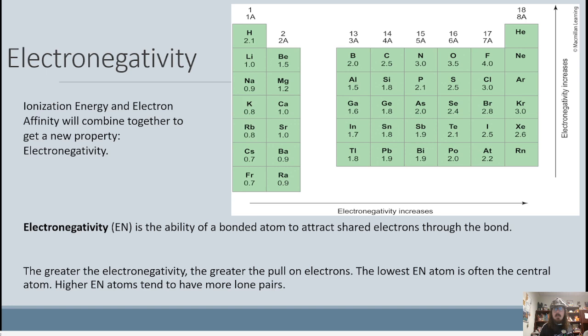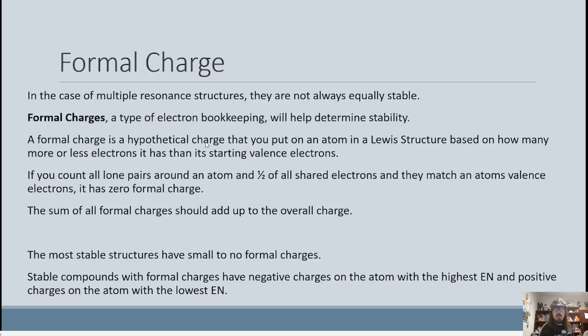So, with that in mind, this will bring us to the last major concept before we do some practices. Formal charge. If you have multiple resonance structures possible, what is to distinguish resonance structures? They may not all be equally stable resonance structures. Some may be better than others. One way to figure that out is by a process called formal charge.